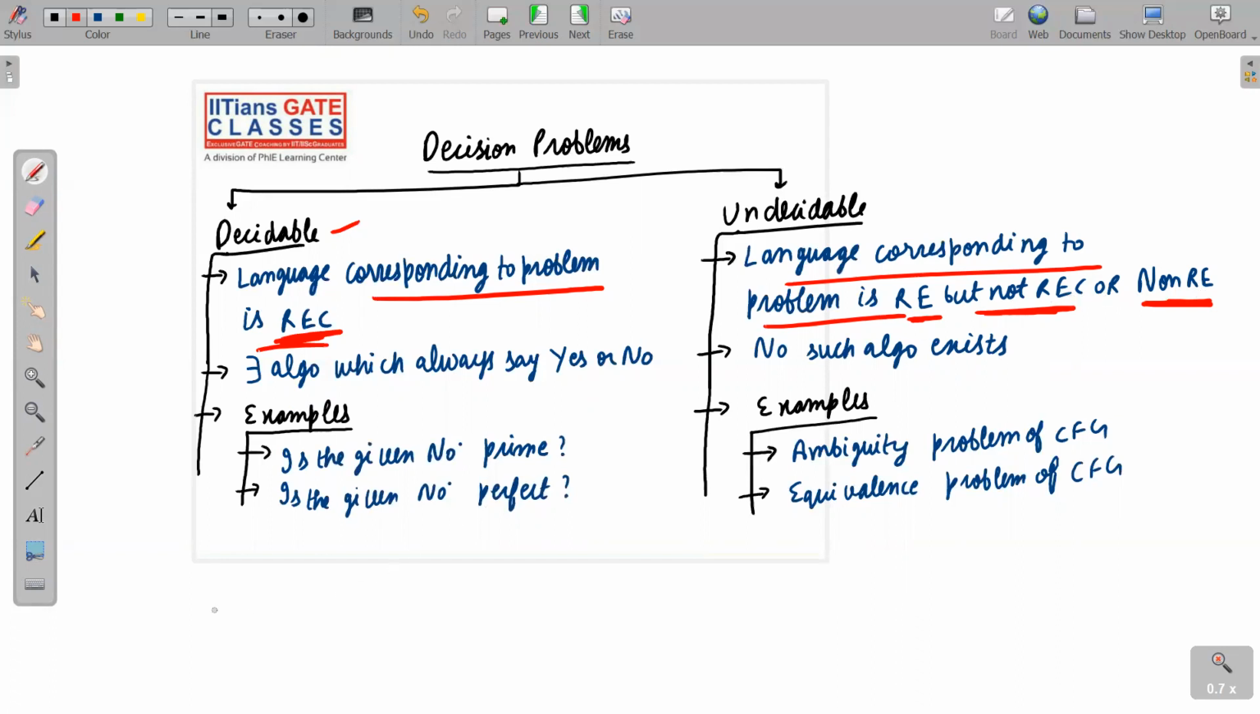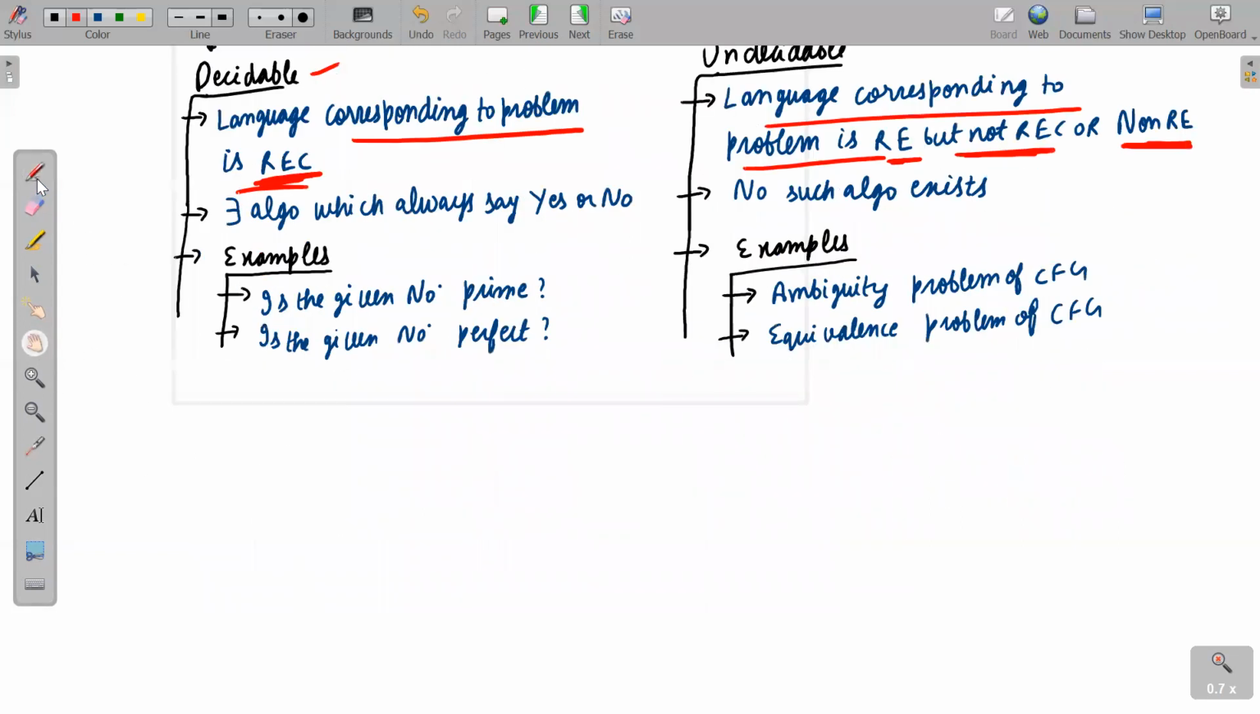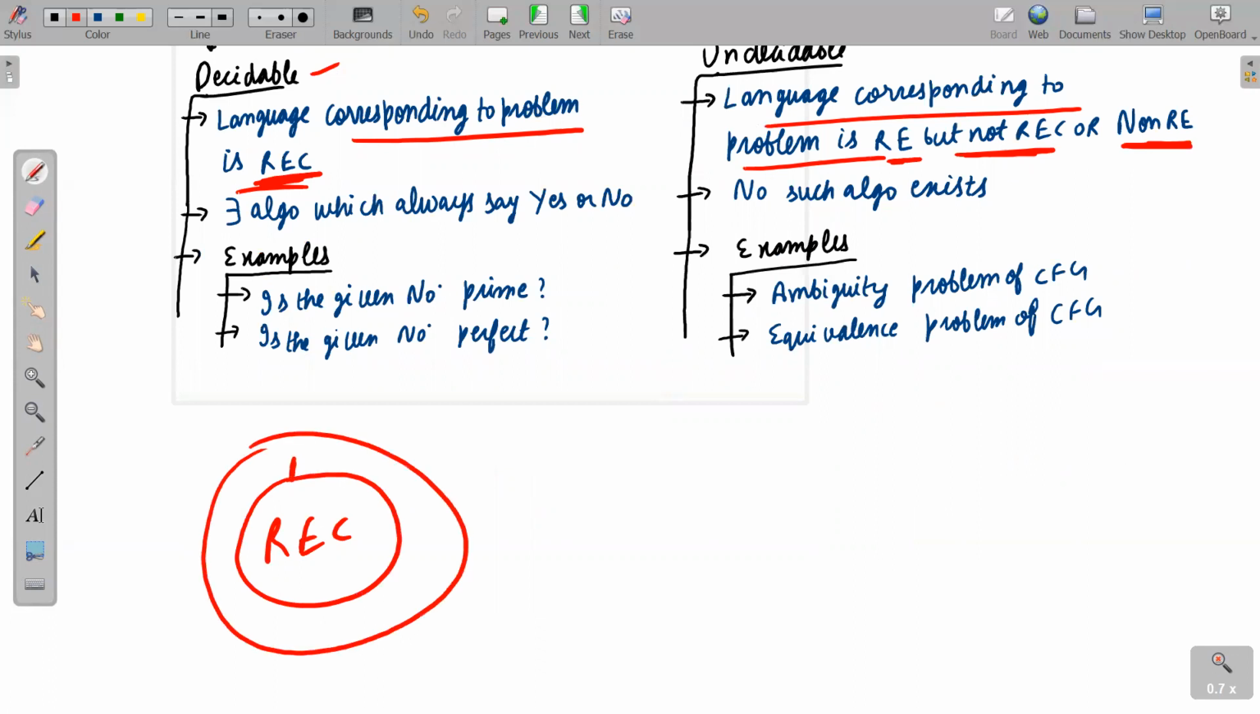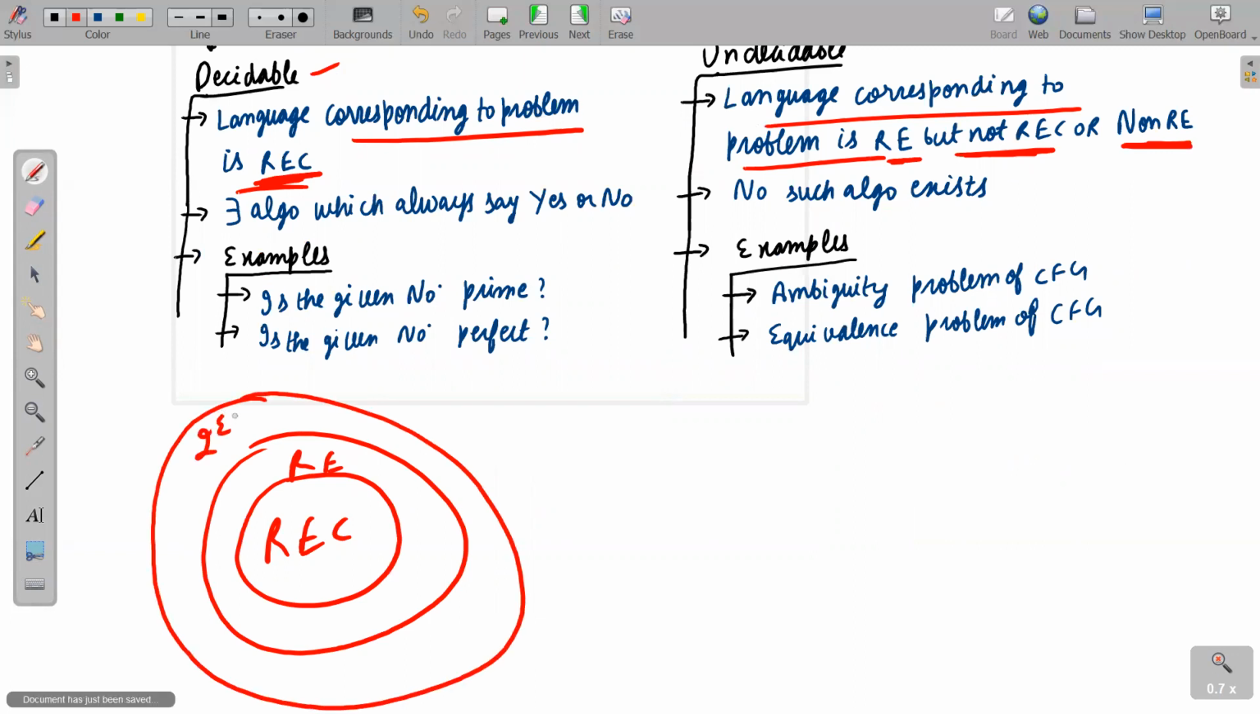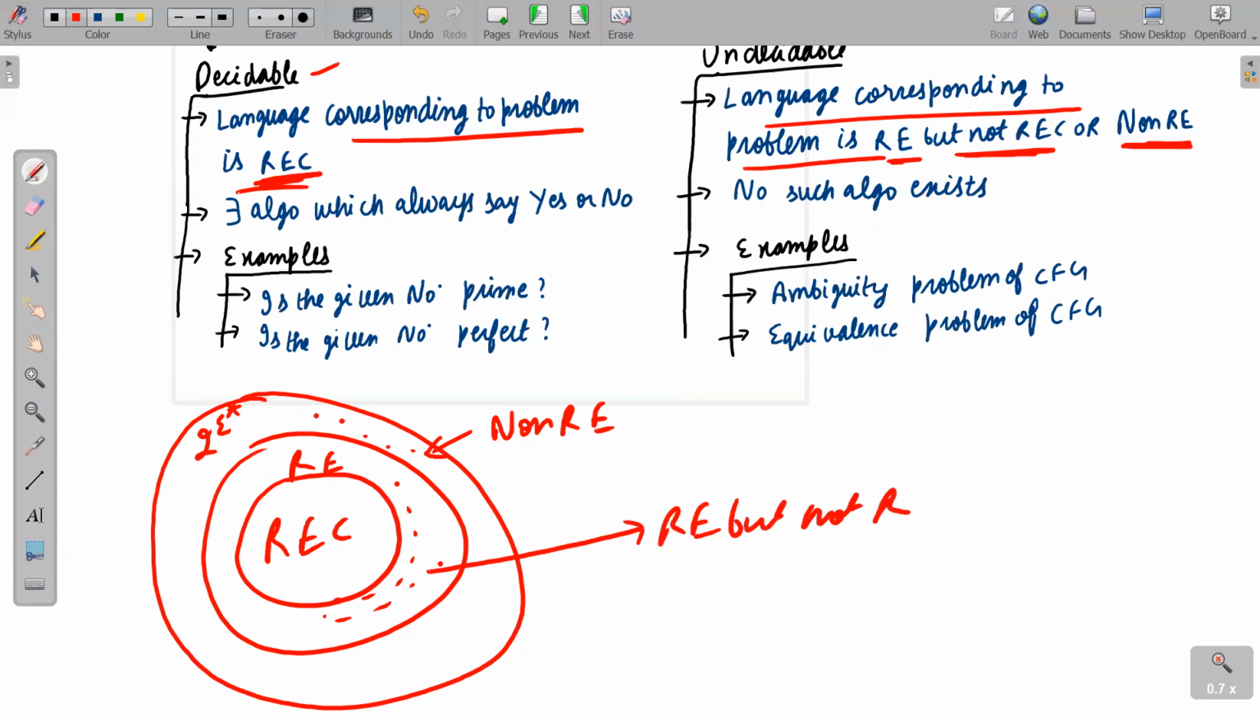That's it. If you are able to remember, see here carefully. This is REC, the set of all REC languages. Then this was the set of all RE, and this entire outer set is non-RE. Let me label it: this is 2 power sigma star. All the languages here are non-RE. And here, these are RE but not REC. And these are REC. Please note it down.